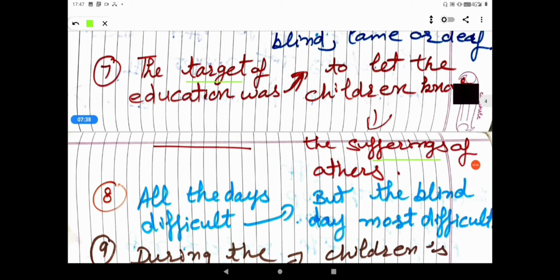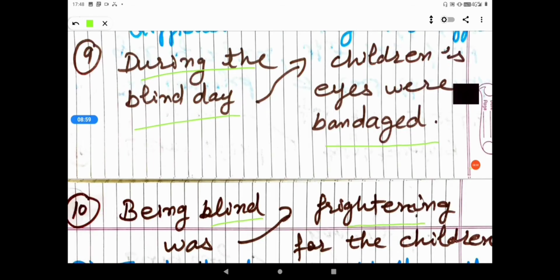All the days were difficult, or the blind day was most difficult. You have to keep in mind that all the days for students were very difficult, as they had to act as deaf, dumb or lame. But the most difficult of these days was the blind day, which was frightening for the children.